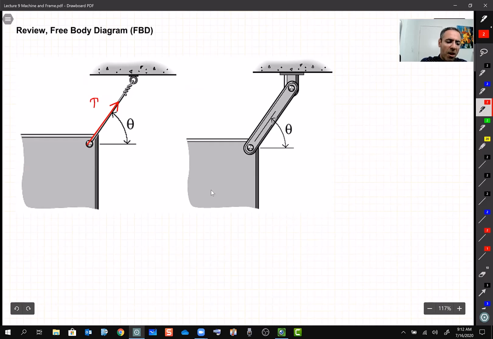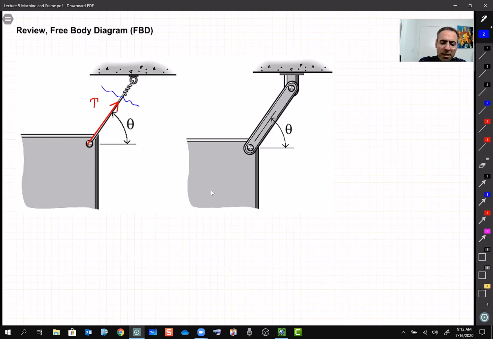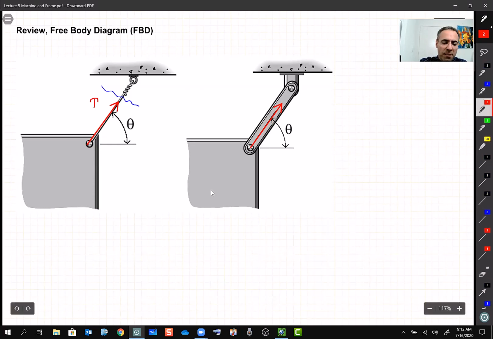Like here, I separate this box or whatever it is from its connection, which is this cable. I imagine that I cut this cable, so it's going to be one reaction T. So another connection which is very, very similar to a cable is a link, basically. So a link behaves more like a cable. It applies one force, a tension. The only difference between a link and a cable is that a cable only applies tension.